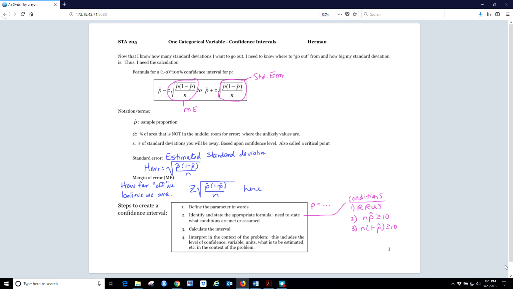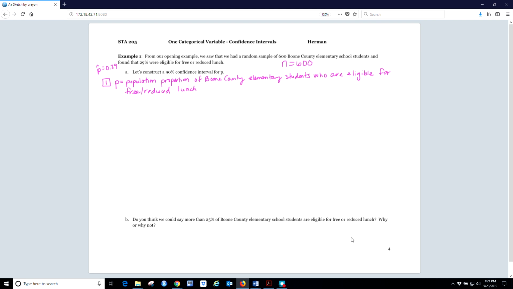Step 2, we're going to state our formula and then do our conditions that we have here for a categorical variable. So the formula that we're going to use is P hat minus Z times that standard error that we talked about, with the same thing on the other side with a plus sign between it instead. So this is on your formula sheet, nothing you need to have memorized.